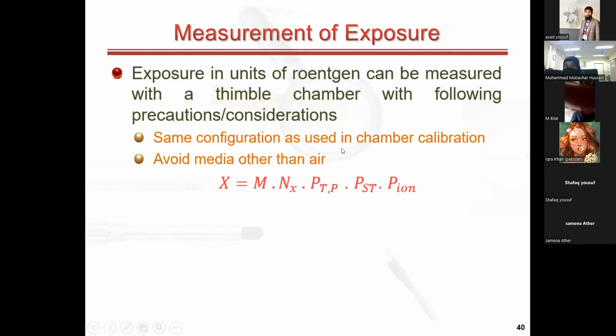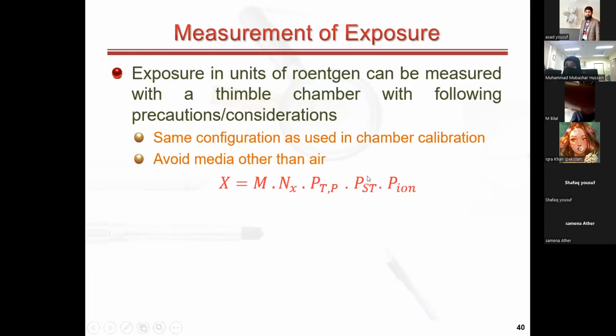This is the formula for measurement of exposure, where M is the charge collected by the ion chamber, and next is the calibration factor, and this is the correction factor for environmental conditions, temperature and pressure. This is the correction factor that incorporates stem correction as well as polarity correction, because to some extent, polarity correction includes stem correction.